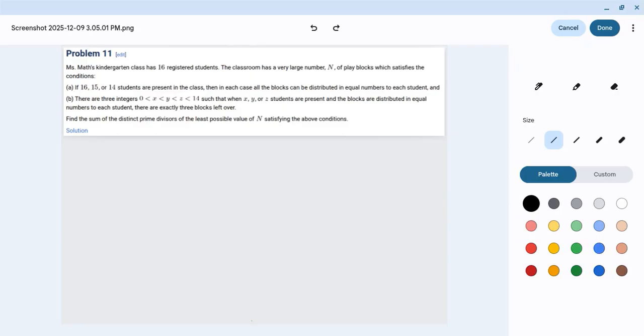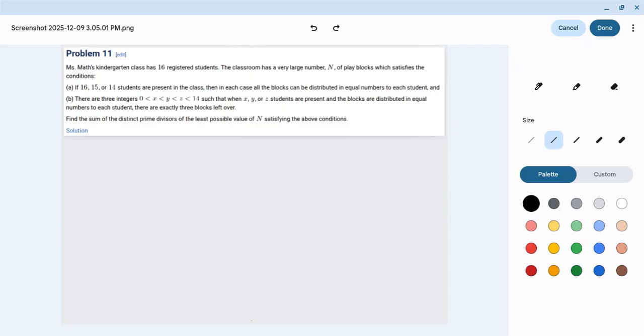And B. There are three integers x, y, z that are strictly between 0 and 14 and are distinct, such that if x, y, z students are present and the blocks are distributed evenly, then there are 3 blocks remaining. Find the sum of the distinct prime divisors of the least possible value of n, satisfying the above conditions.